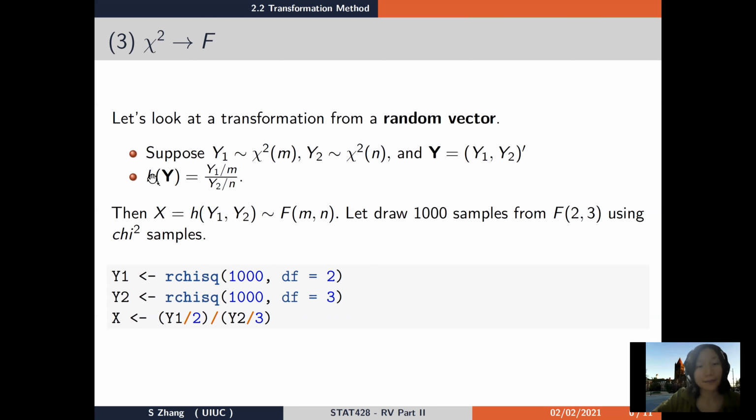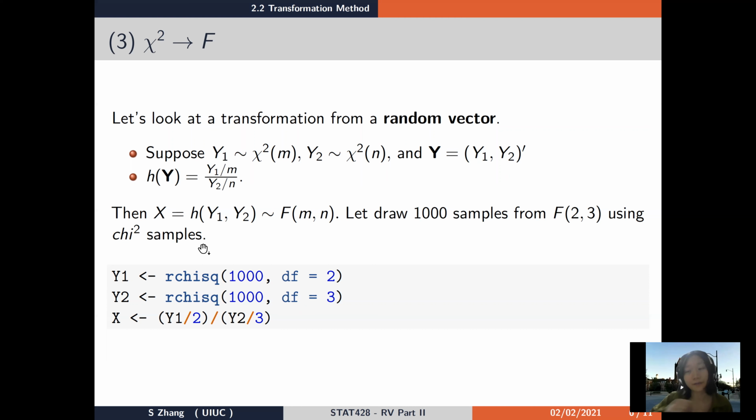Let's further suppose that our h function, the transformation function, is defined as follows. It's equal to y1 divided by m, the degrees of freedom of y1, over y2 divided by its degrees of freedom, n. So if our h function is defined this way, then x, the output of applying h to y, will follow an F distribution with m and n degrees of freedom. So let's try to use this theoretical result and draw 1,000 samples from the F distribution with degrees of freedom of 2 and 3, respectively. It should be chi-square samples here. I probably forgot a slash in the LaTeX slides.